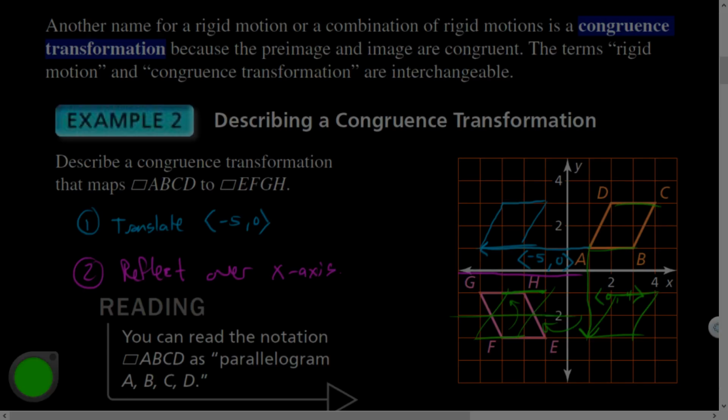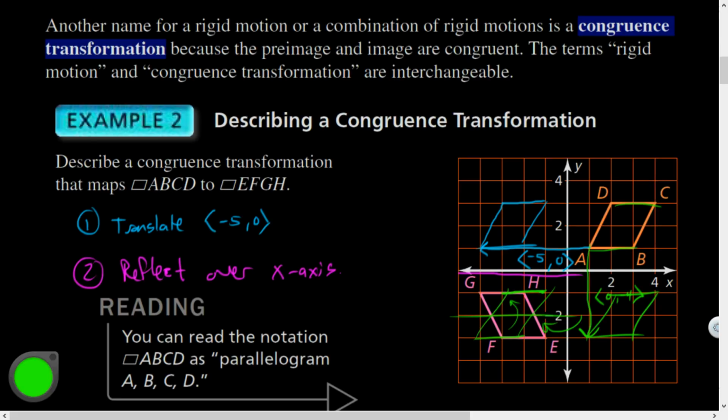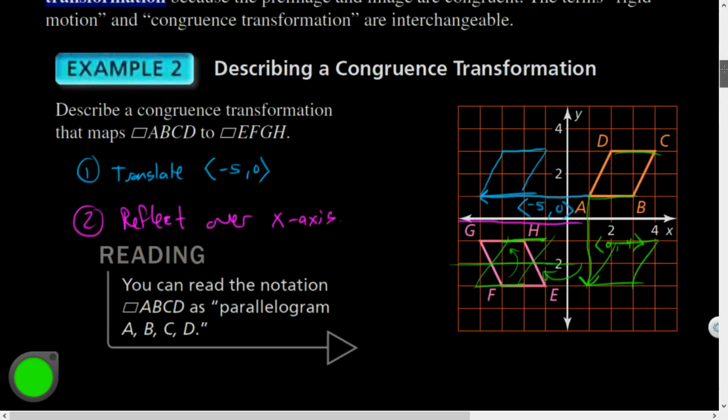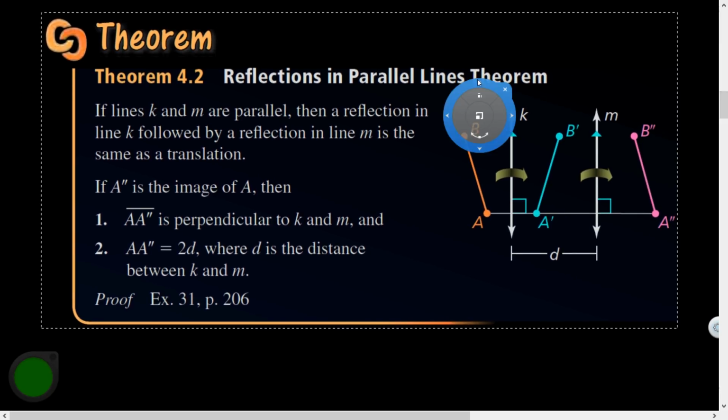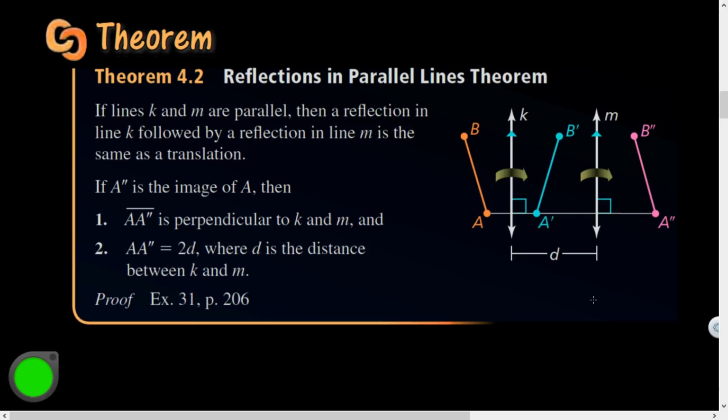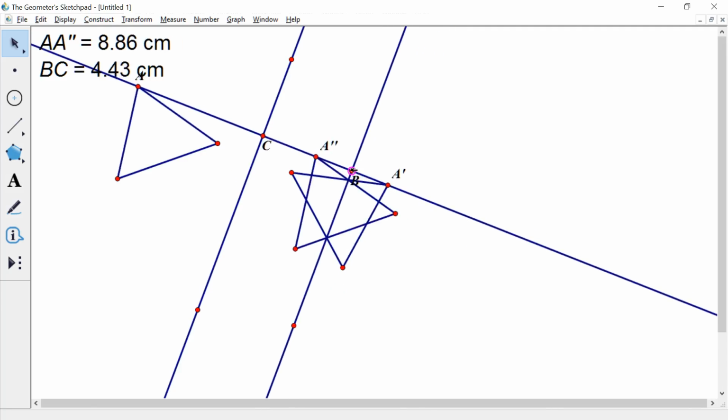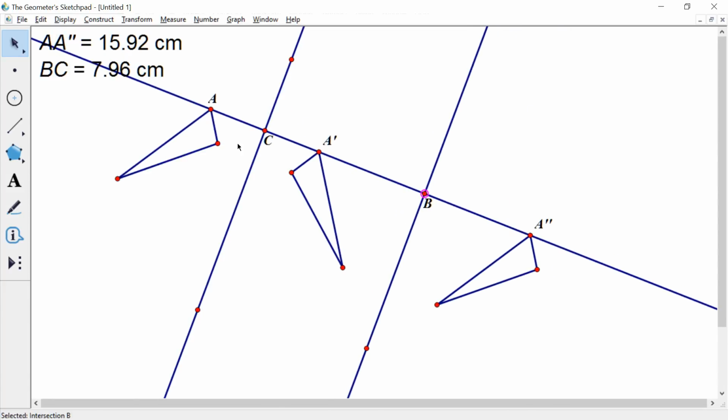Guys, so we were in Geometer's Sketchpad earlier, pre-video, and we discovered, or we conjecturified, this particular property right here. If lines K and M are parallel, then a reflection in line K followed by a reflection in line M is the same as a translation. We saw kind of this result here. And so this triangle over here gets mapped onto the double prime version, and that could have been a translation that did that.